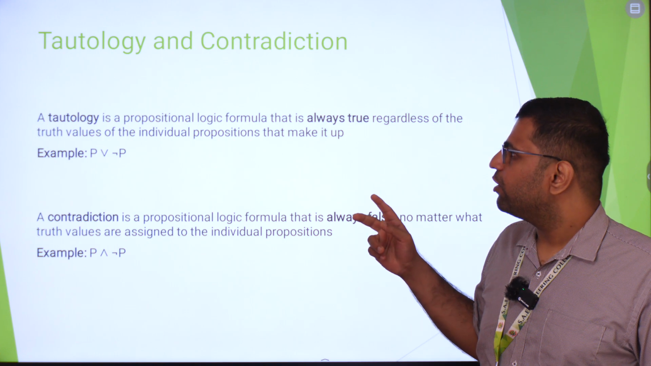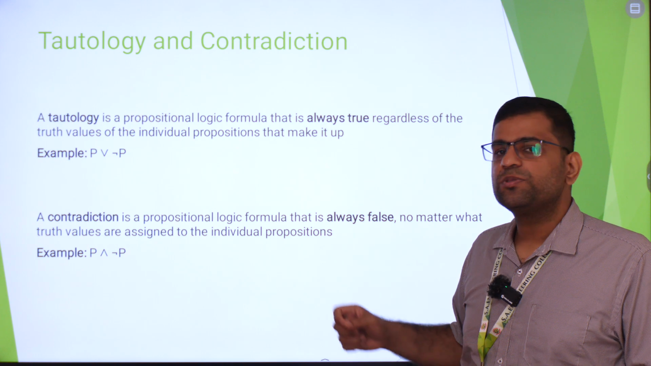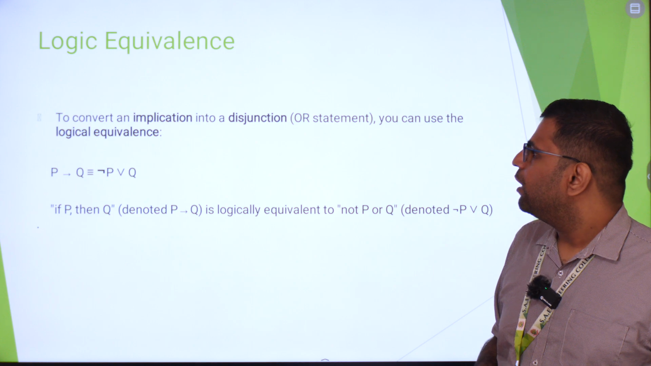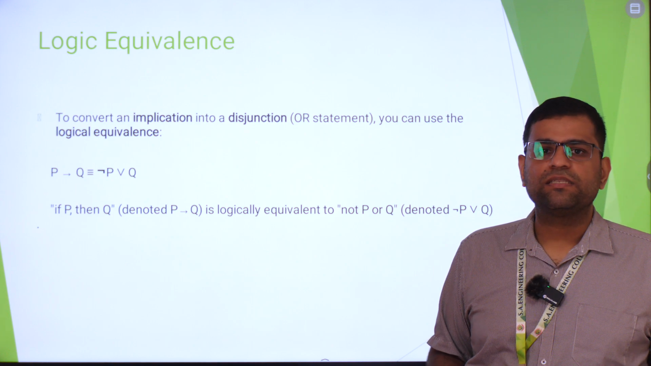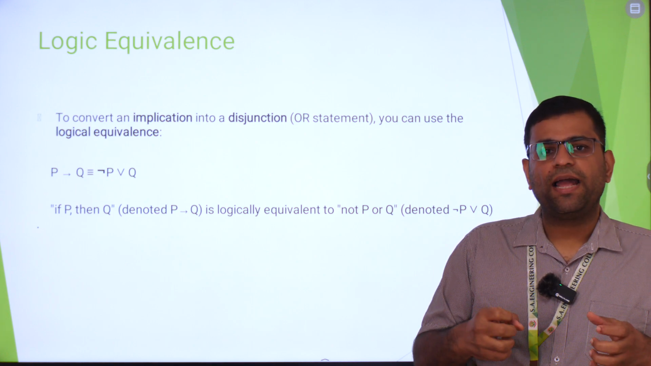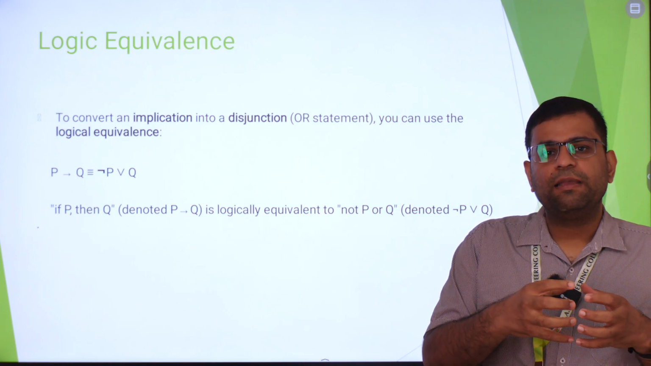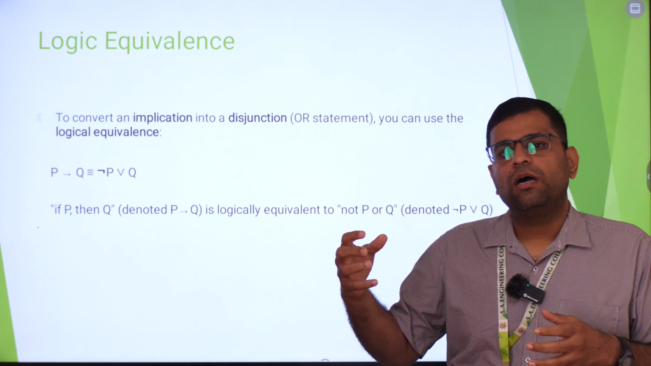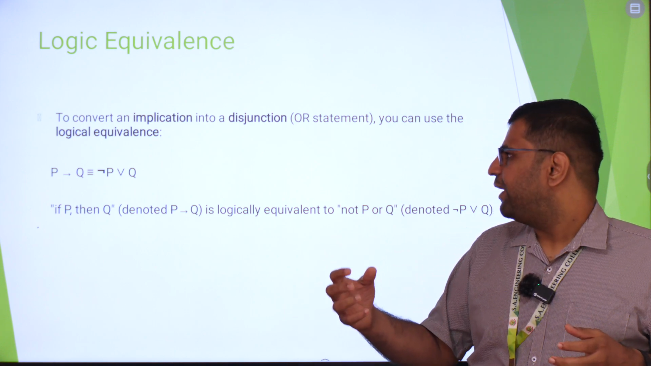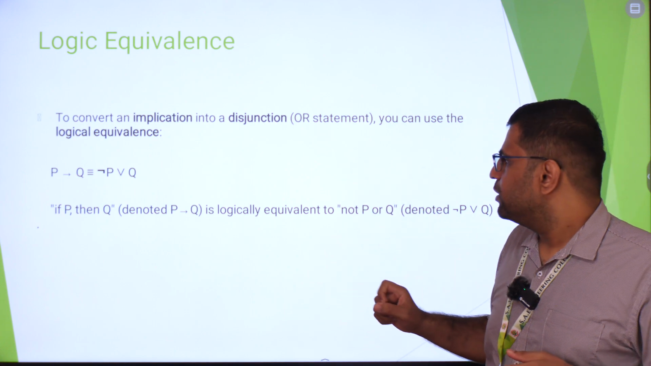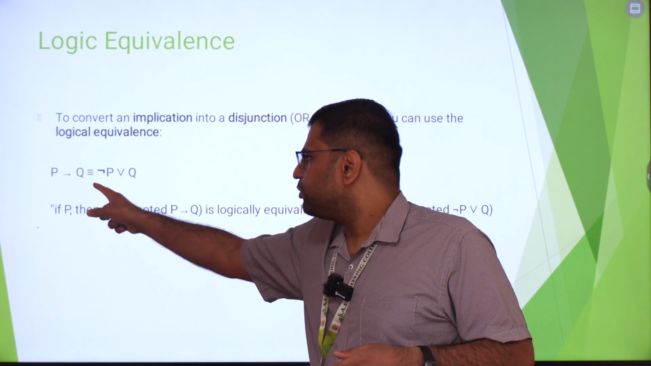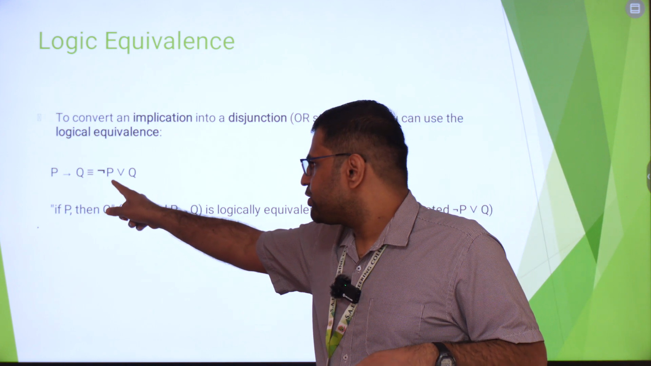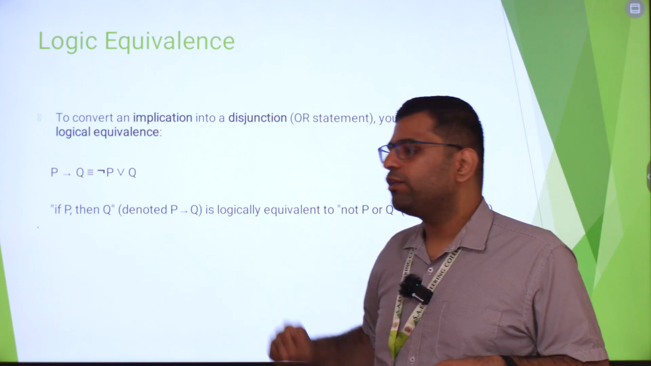These are the two concepts which we will be seeing in the GATE questions. And let's see one more concept called logical equivalence. There is a concept where we can convert the implication or relationship between P and Q to a disjunction value. So if P implies Q, then that is logically equivalent to negation of P in disjunction with Q.